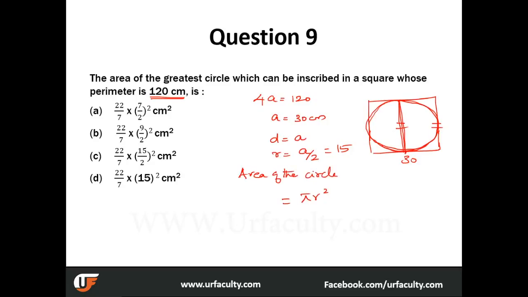Pi r square, and 22 by 7 into 15 into 15. So that's the thing. So, pi r square, 22 by 7 into 15 square. So that's your answer.